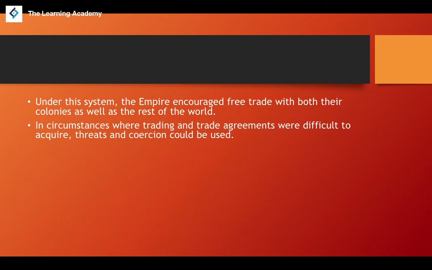Under this system, the empire would be encouraging free trade. This is free trade with both the colonies within the empire, the system within the empire, as well as externally with the rest of the world. And in circumstances where trading and trade agreements were difficult to acquire, the British Empire would often resort to threats and coercion to try and ensure that trading would take place.